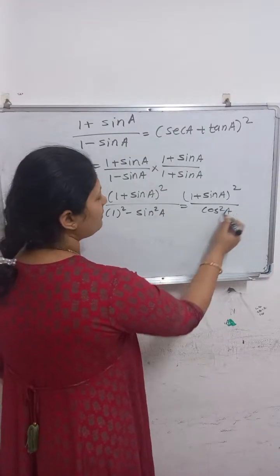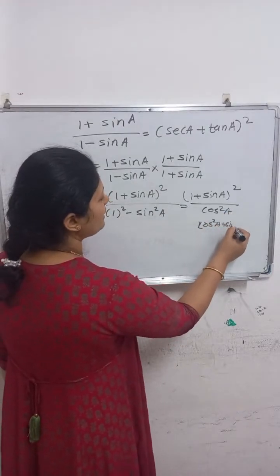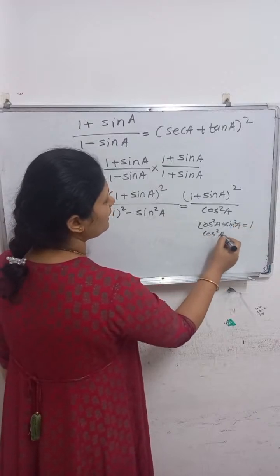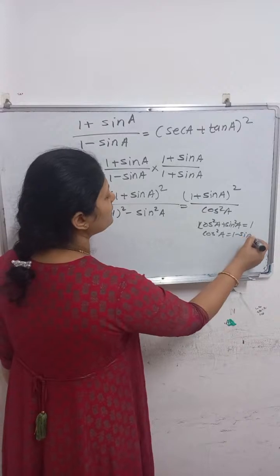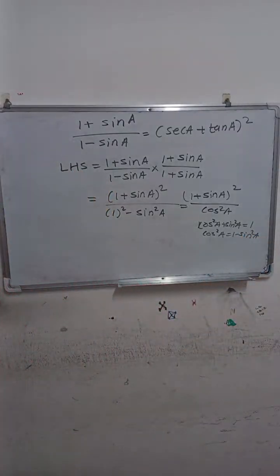Cos square A, because we have here cos square A plus sine square A is equal to 1. So cos square A is equal to 1 minus sine square A. Understood? So we'll get this 1 minus sine square A. Okay. So once we get this, then what changes can we make here?